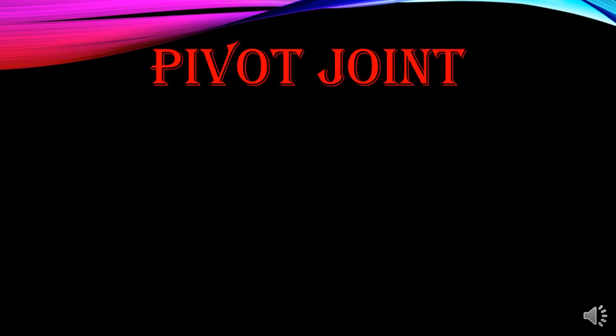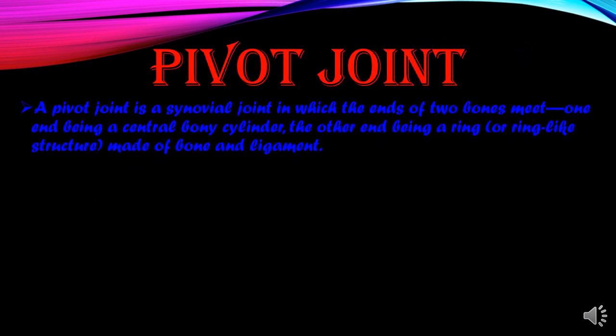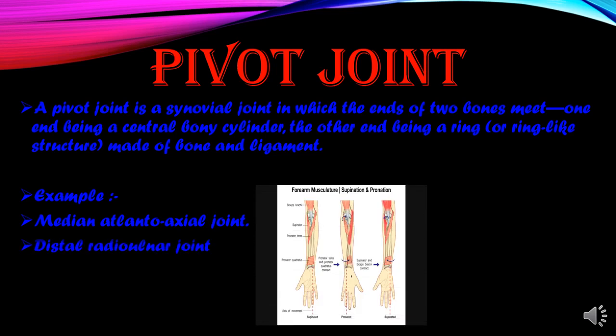Now let's see what is a pivot joint. A pivot joint is a synovial joint in which the ends of two bones meet, one end being a central bony cylinder, the other end being a ring or ring-like structure made of bone and ligament. Here I have examples for pivot joint. The first example is median atlantoaxial joint. The second example is distal radioulnar joint.